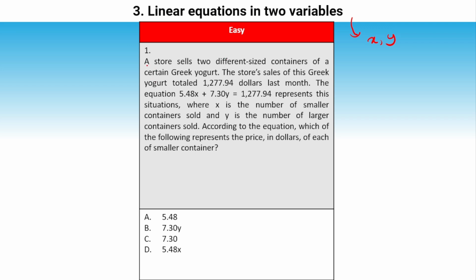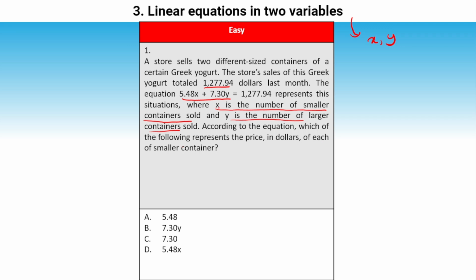Let's read it. A store sells two different size containers of Greek yogurt. The store's sales of this Greek yogurt totaled this many dollars last month. The equation 5.48x plus 7.30y equals 11,277.94 represents the situation where x is the number of smaller containers sold and y is the number of larger containers sold. According to the equation, which of the following represents the price in dollars of each smaller container?